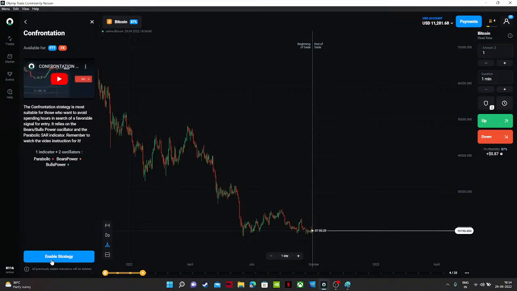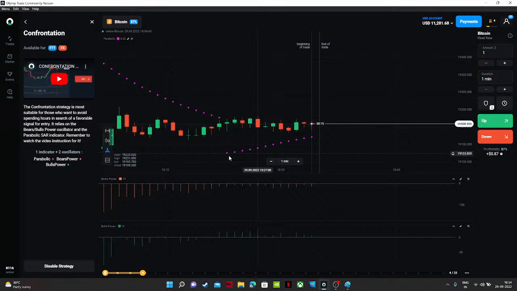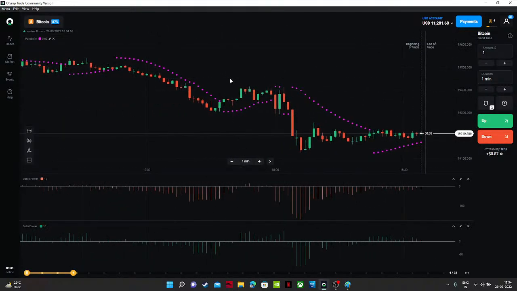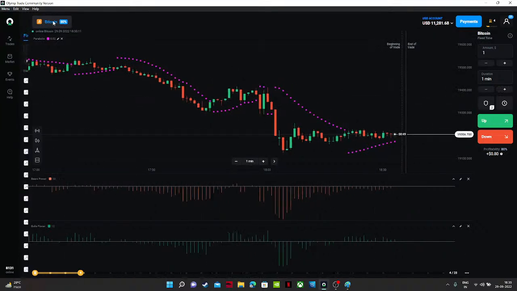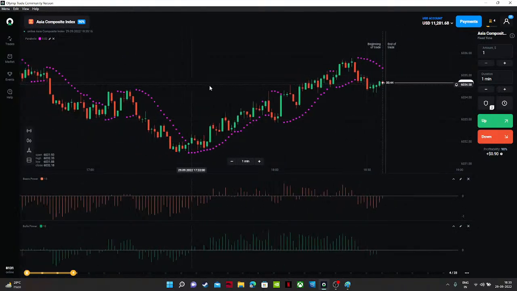Okay, so let us enable the strategy. After enabling the strategy, we can see that the parabolic SAR dots have been applied on the chart, and the bear's power and bull's power have also been added on the chart. While looking at the parabolic SAR, one thing we can notice is that whenever the price is going in the downward direction, the parabolic dots are appearing on the top of the candle. Whenever the price is going in the upward direction, the parabolic dots are appearing at the bottom of the candle. So, kind of a negative relationship.